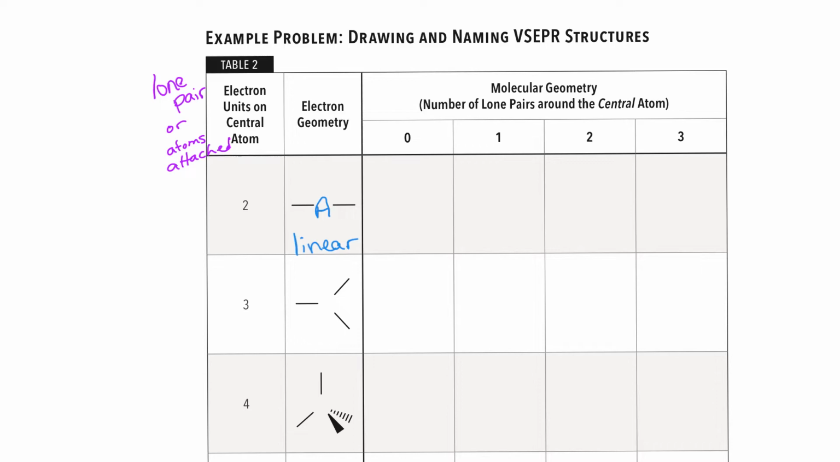So if we have 0 lone pairs on our central atom, that means that both of these lines are going to connect to another atom. So we've got our atom in the center connected to 2 other atoms. And for the molecular geometry, there are no lone pairs on this central atom right here. So the name that it gets is described by the shape of the BAB structure, which will again be linear.